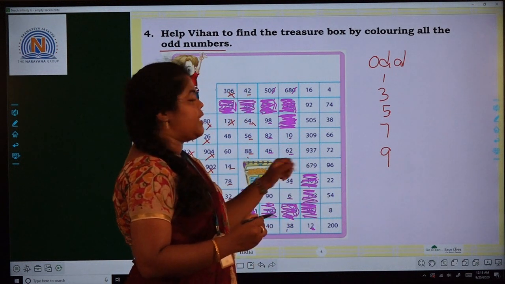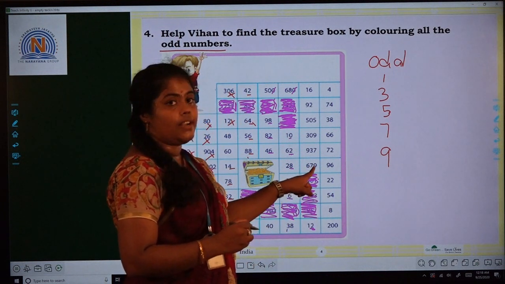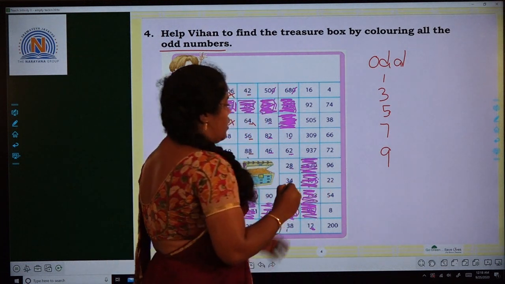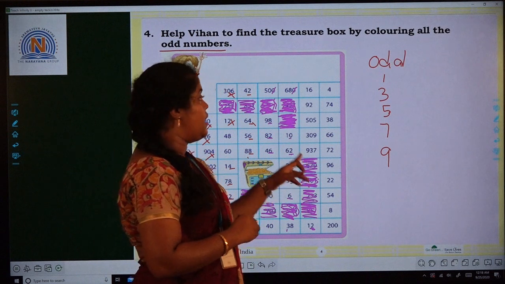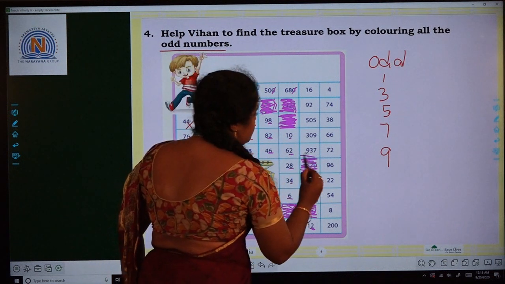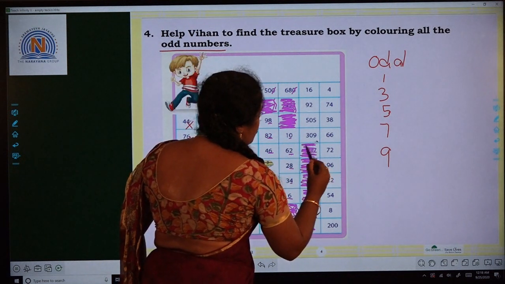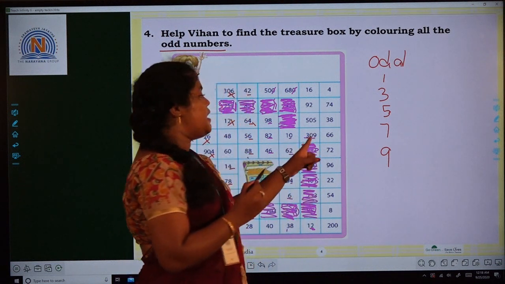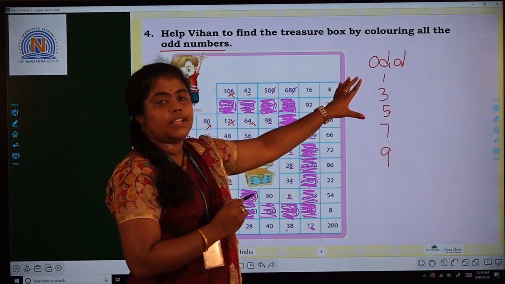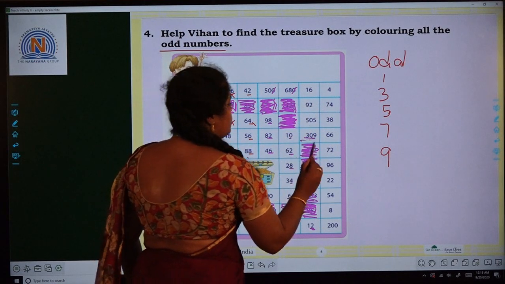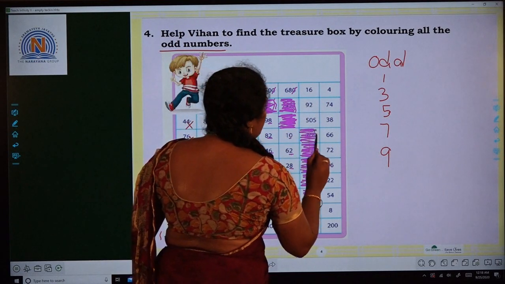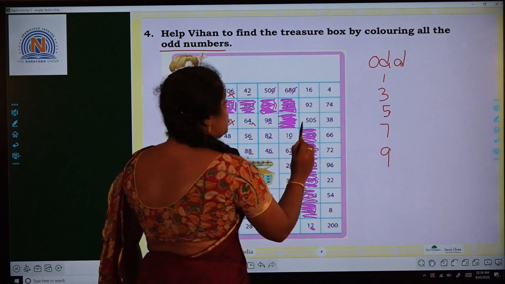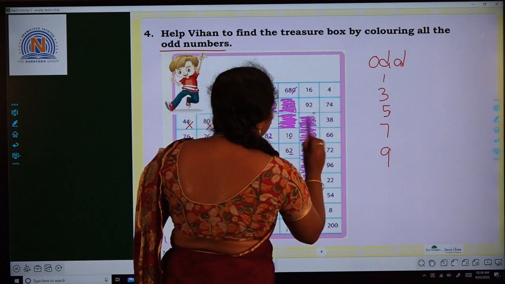Next, moving on to 679. 679. 9 is in the ones place. So it is an odd number. Next, 937. It is also an odd number because 7 is in the ones place. Next, 309. The 9 is in the ones place. So it is an odd number. We have to check the ones place only. Next, 505. 5 is in the ones place. So it is also an odd number.